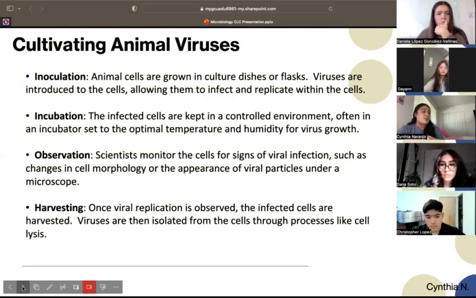Next is observation, where we monitor the cells for signs of viral infection, such as changes in cell morphology or the appearance of viral particles under a microscope. And then harvesting: the infected cells are harvested once the observation is done, and the viruses are isolated from the cells.